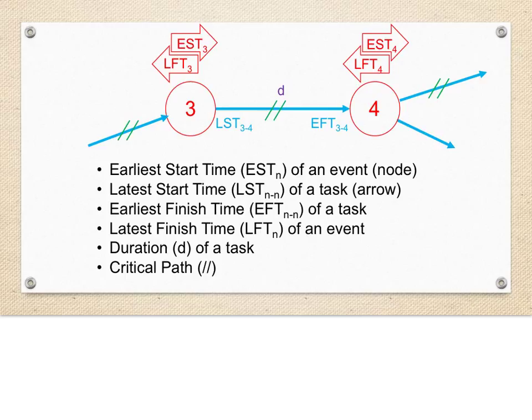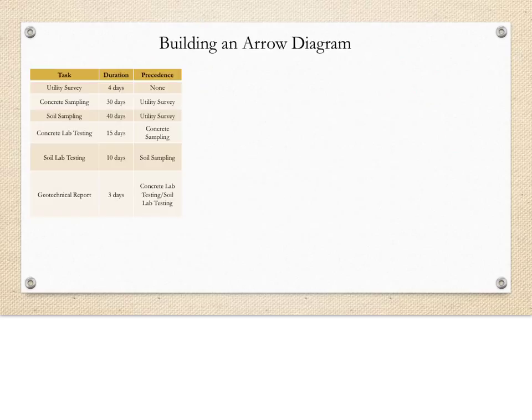Once the arrow diagram is complete, we use this symbol of parallel lines to illustrate the critical path of the project schedule. And that's something we're going to get into a little bit later. So let's look at our geotechnical investigation example and build an arrow diagram.